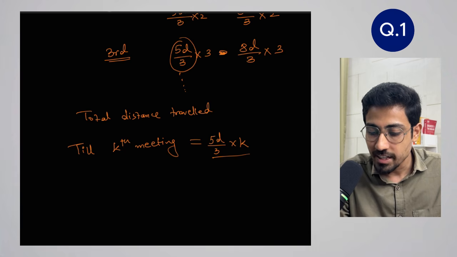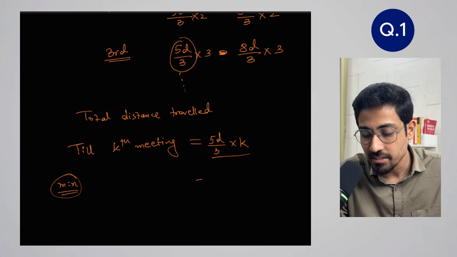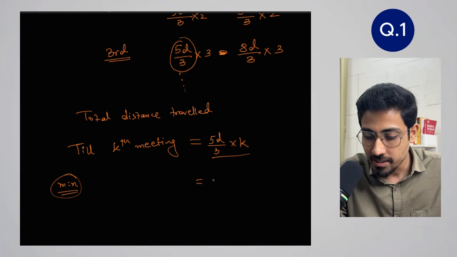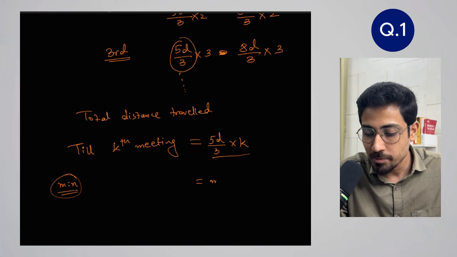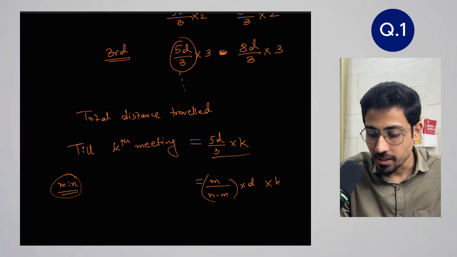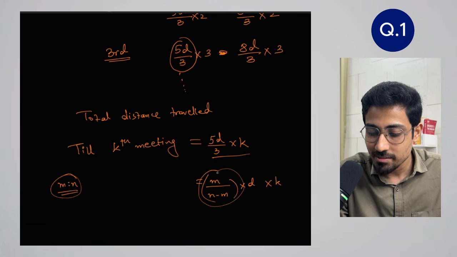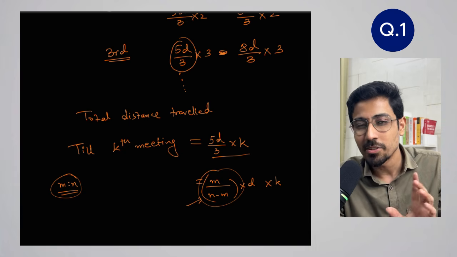But if I have to generalize this, m is to n was my speed ratio. How do I generalize it? I will suggest you don't generalize it often, but it will be nothing but m divided by n minus m into d, into k. This is nothing but 5 by 3 in this case. But always take it on a case to case basis.